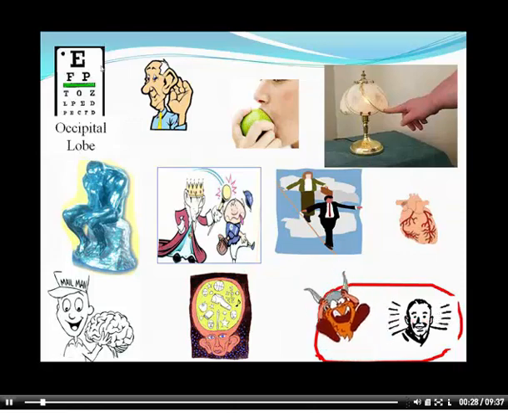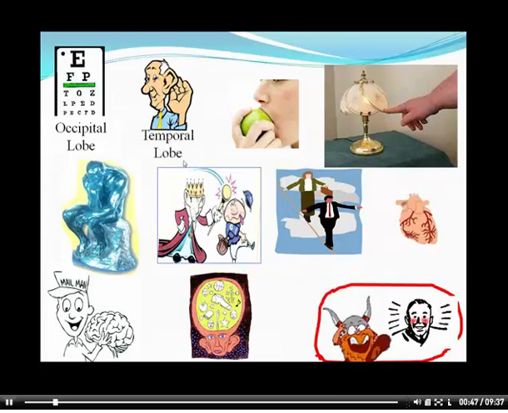the occipital lobe. This is a visual chart, and so we know that the occipital lobe is responsible for taking in visual information. It's your primary visual processing portion of the brain. Okay, let's go to number two.